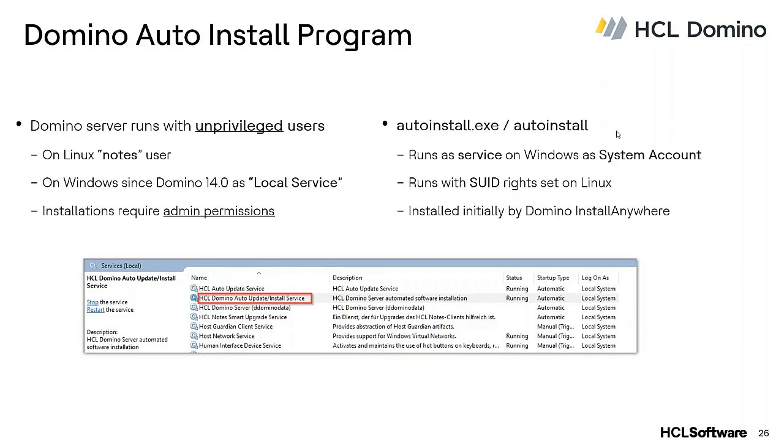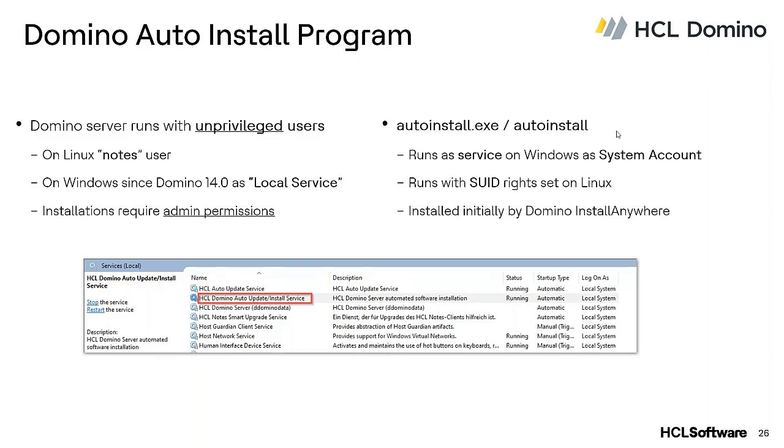So the auto install binary itself, which is autoinstall.exe on Windows or autoinstall on Linux, has to, as we said, run as a service on Windows. On Linux, it has to have the suid bit set so that when Domino invokes it, it will become root essentially, and it will have the permissions necessary for install.